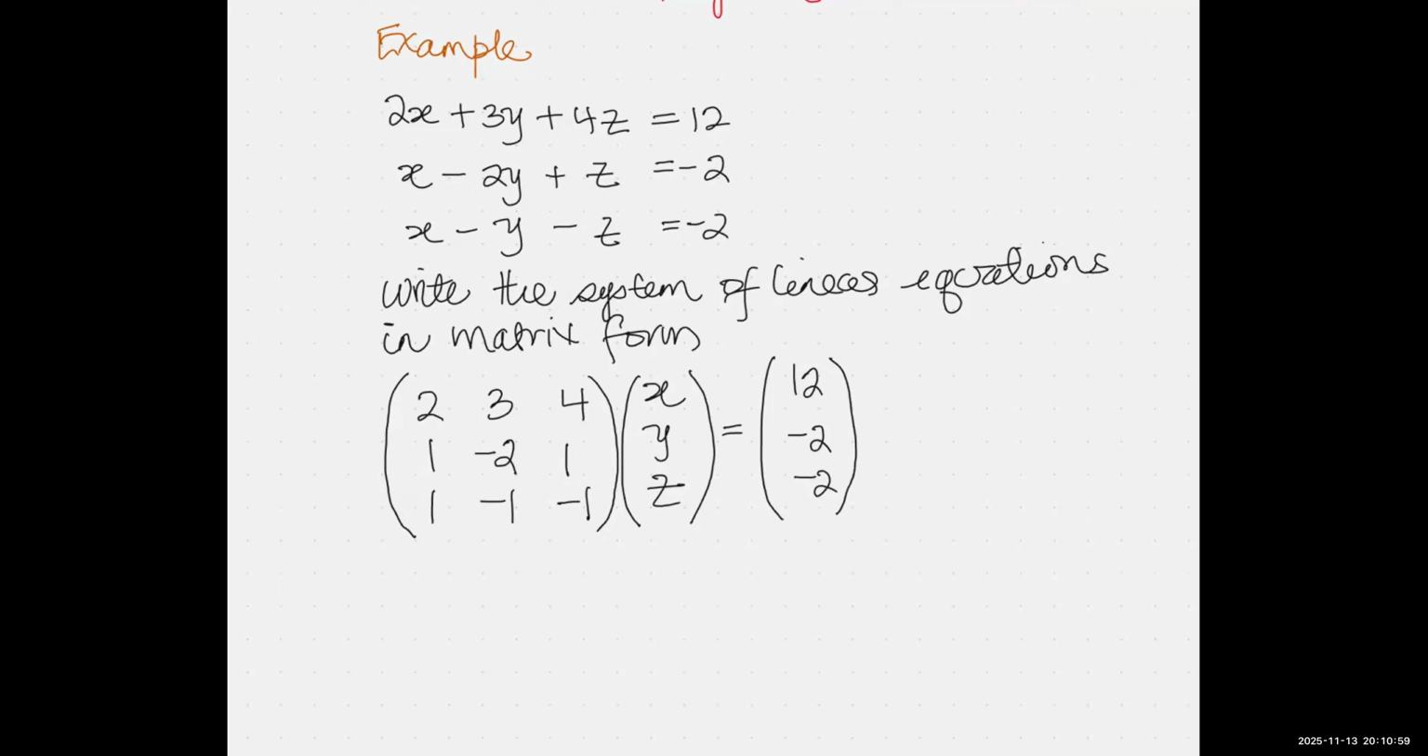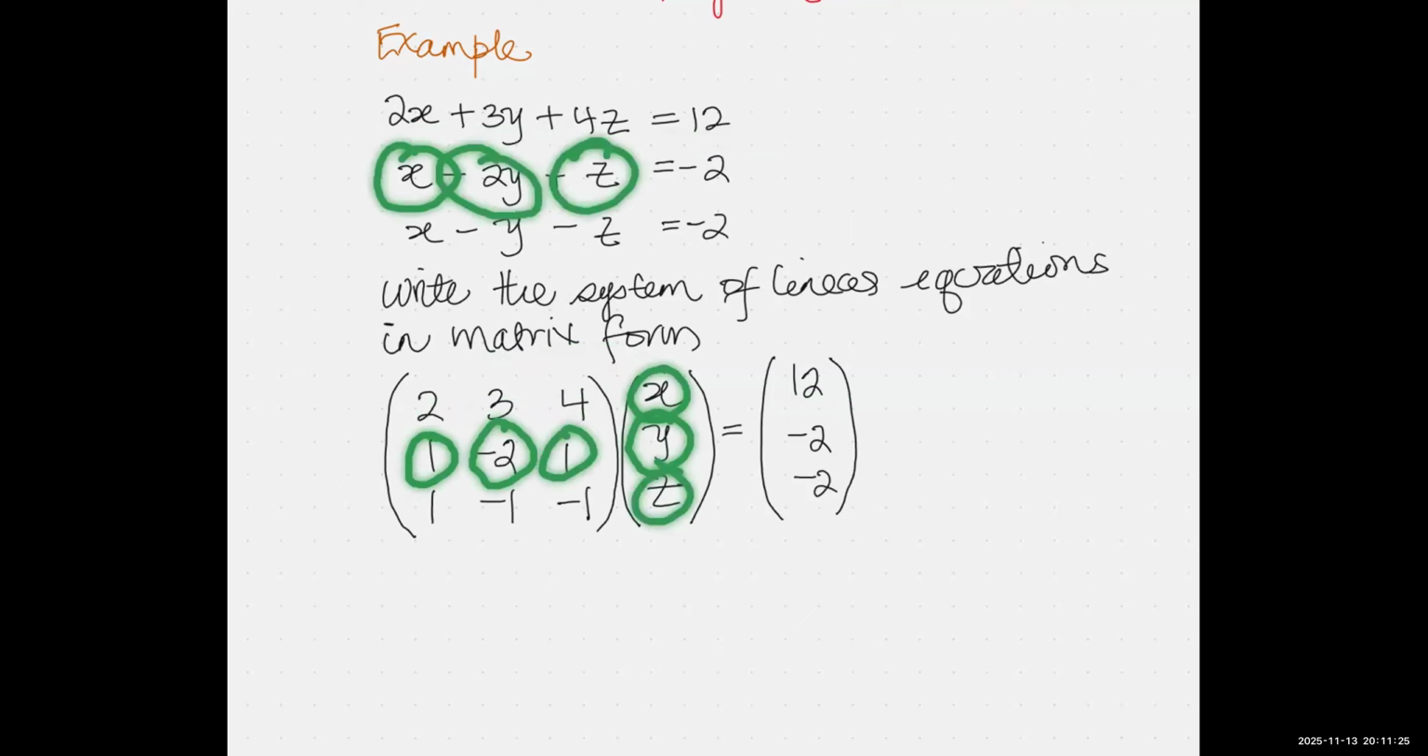2 times x is 2x. 3 times y is 3y. 4 times z is 4z. See here? And then it's going to be equals to 12. Watch it again. This one times x is 1x. Negative 2 times y is negative 2y. And 1 times z is z. And that's equals to negative 2. That's how you do the multiplication.